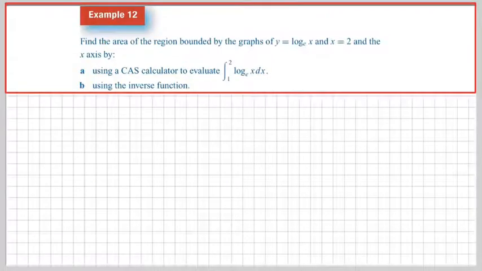Alright, so next one. We have to find the area of the region bounded by the graph y equals log x and x equals 2, and the x-axis by first of all using a CAS handheld device to evaluate that, and secondly using an inverse function, which I want to show you in great detail, because this bit here is something that you really do need to know how to do.